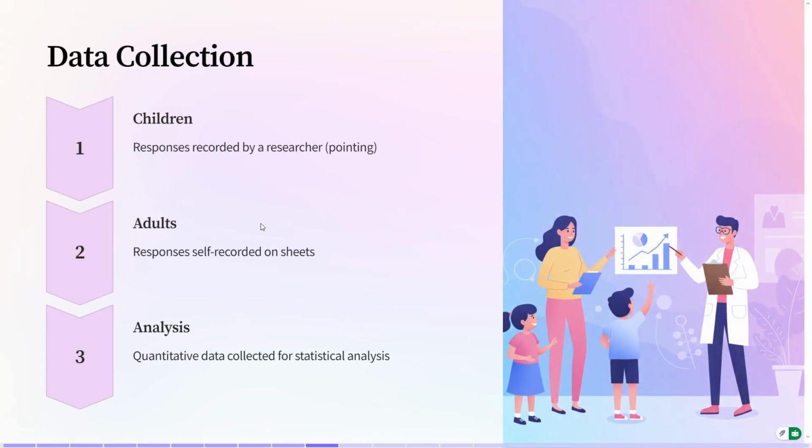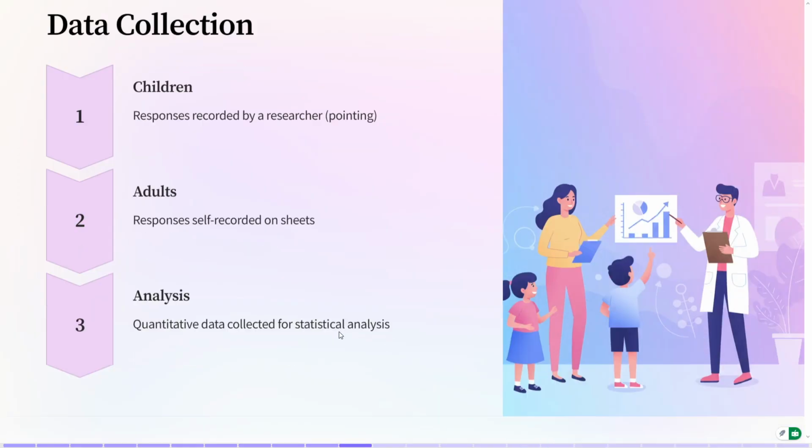Okay, data collection for children. Responses were recorded by a researcher pointing. So the children just had to point by looking at the lineup from a PowerPoint presentation. All right, so they were just to point at the image, and then the experimenter will record the response of the child. So adults did a self-recorded sheet. All right, so adults were recording themselves. When they see the lineup, they will record that this is my choice. Now, analysis, quantitative data collected for statistical analysis.